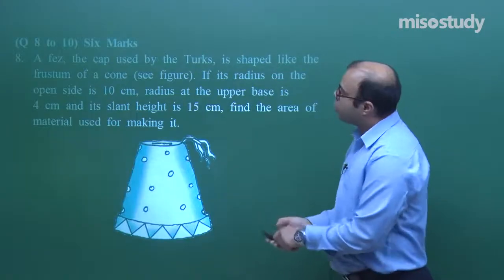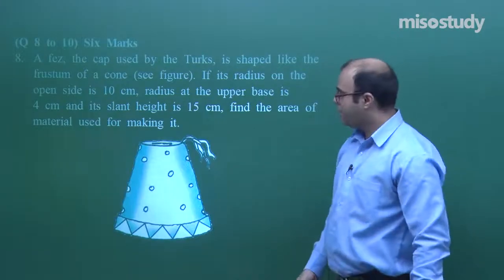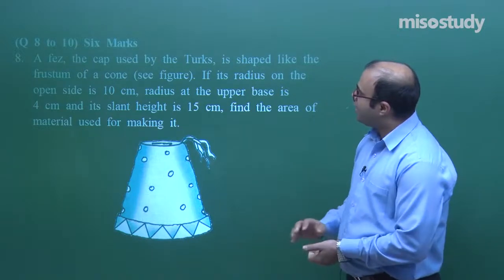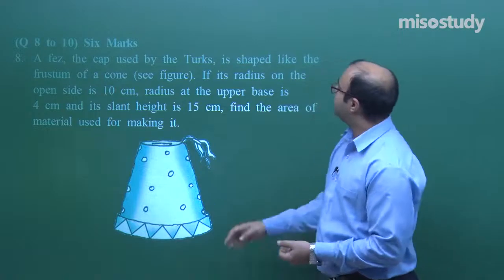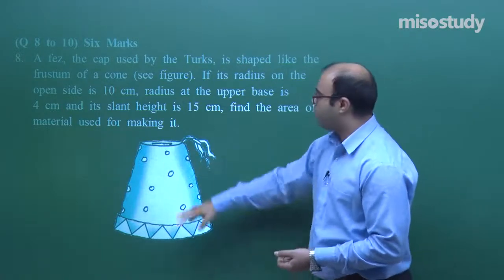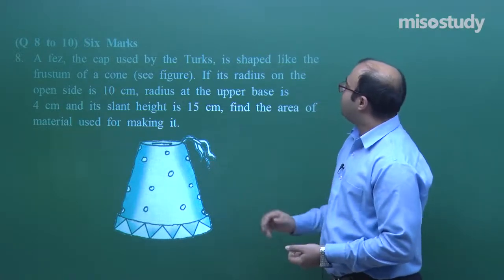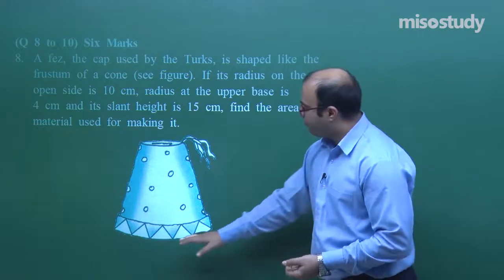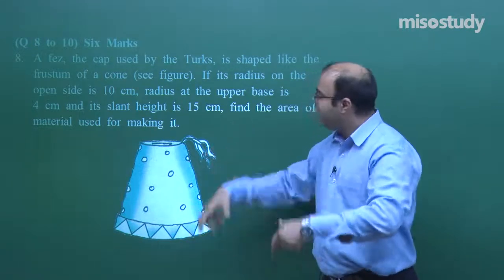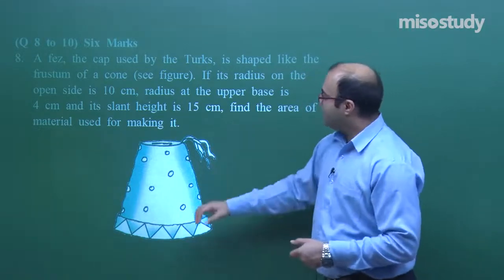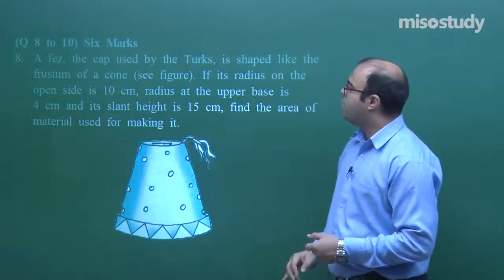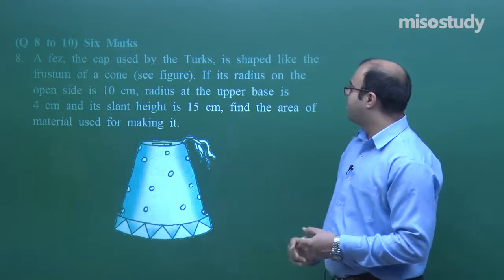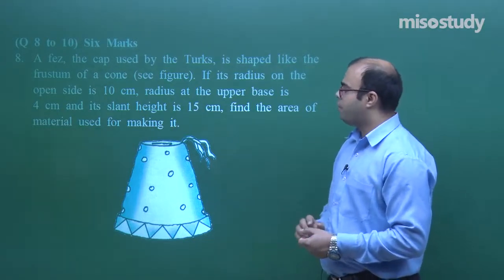Now let us come to the 8th question, which is now of 6 marks. This question says a fez, the cap used by the Turks, is shaped like the frustum of a cone. See this figure. If its radius on the open side, of course this side is the open side where we wear this cap, is 10 centimeter, radius at the upper base is 4 centimeter, and its slant height is 15 centimeter, find the area of material used for making it.